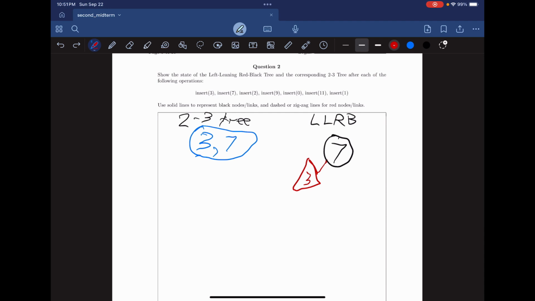So next we insert, so let me cross these off real quick. We've done inserting 3, we've done inserting 7. Next we insert 2. To insert 2 into this 2-3 tree, we're going to insert it into the top node that we have here.